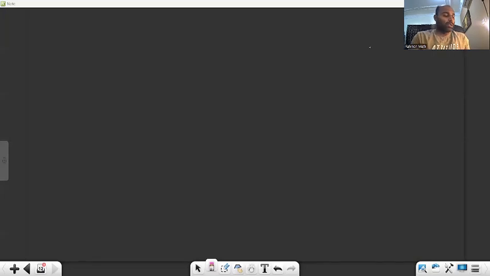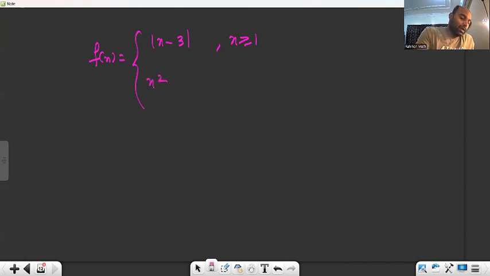See, I told you there is a mistake in that question. I'm giving the correct answer for that case study 10th question. This is the correct question: f of x equal to mod x minus 3 if x greater than or equal to 1, not x minus 1, so be careful about that. And the second one: x square by 4 minus 3x by 2 plus 13 by 4 if x is less than 1. So we only have differentiability at x equal to 1.